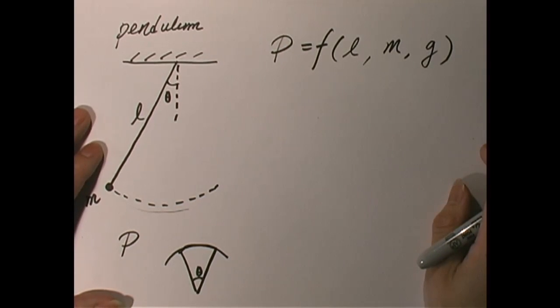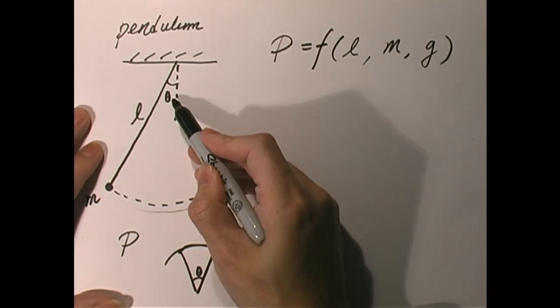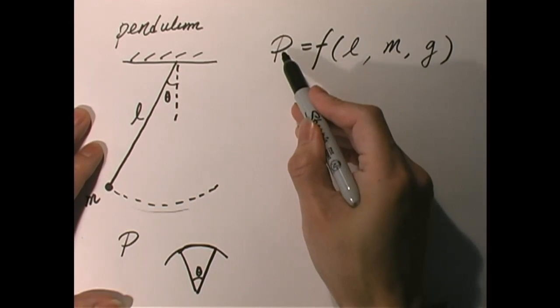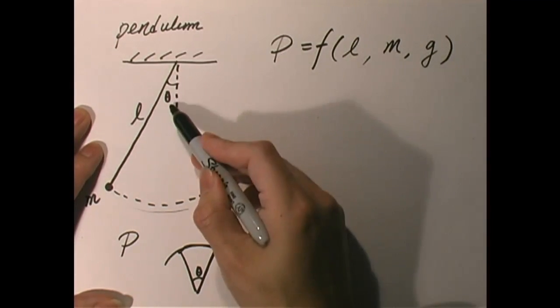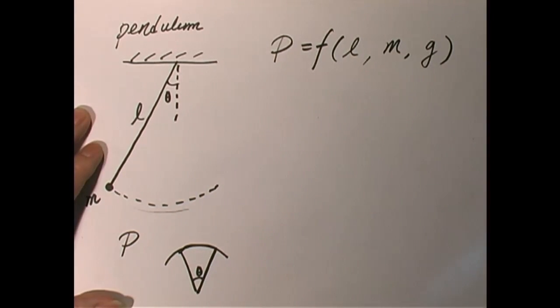Fortunately, it turns out from experiment that as long as theta is small, let's say 5 degrees or less, then the period P is not very sensitive to theta. In other words, you can change theta from 1 degree to 2 degrees to 3 degrees, and P is essentially the same. So, as a good approximation, say theta does not matter as long as the angle is not too large. So, our first step: these are the three relevant quantities.